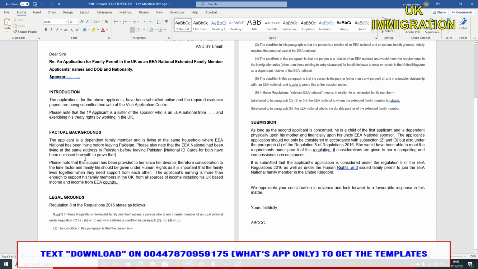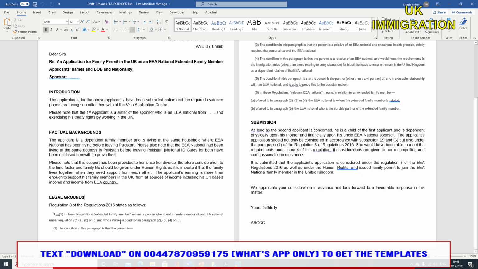You are going to give your date of birth, your nationality, names of the appellants, how many appellants there are. And in the third paragraph, you are going to mention your legal grounds. What law covers your appeal. So legal grounds, as I mentioned before, is going to be Regulation 8 of the Regulations 2016.